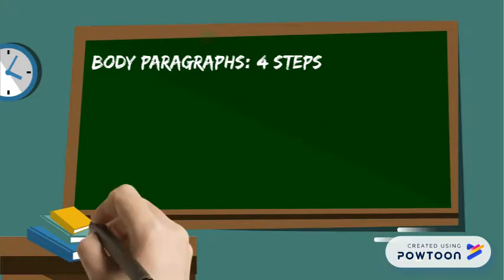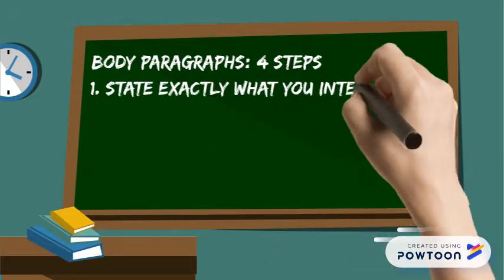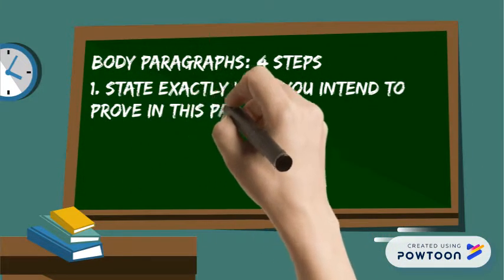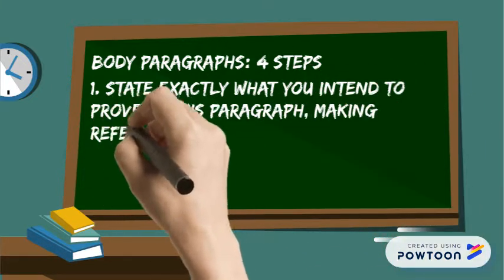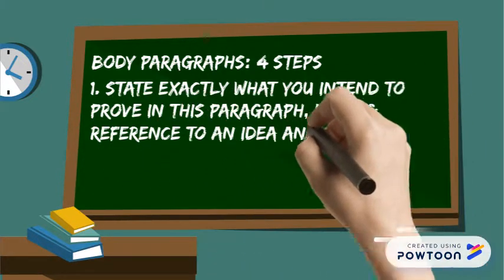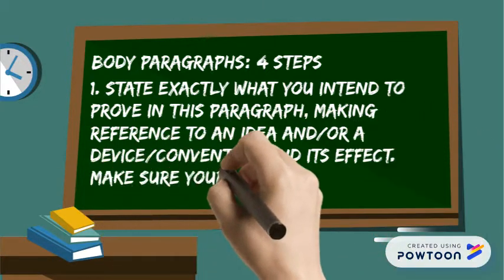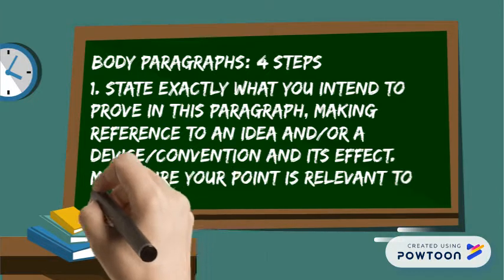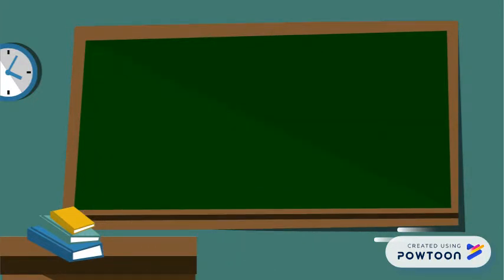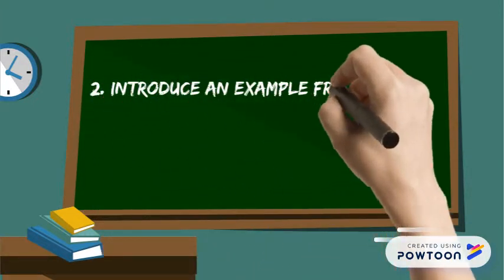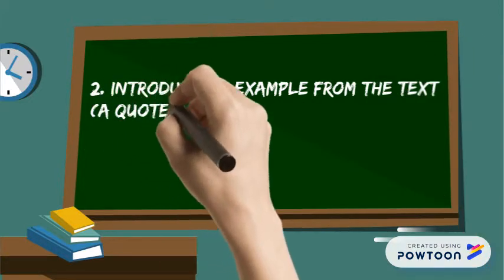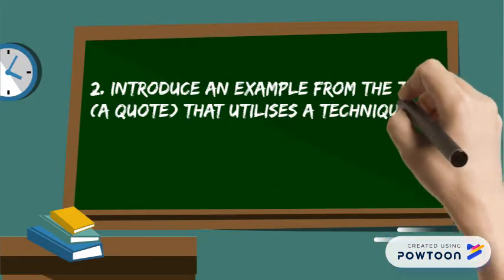There are 4 steps to writing your body paragraphs. Step 1 is to state exactly what you intend to prove in this paragraph, making reference to an idea and/or a device or convention and its effect. Make sure that your point is relevant to the question. You then need to introduce an example from the text that utilises a technique that you can explore.